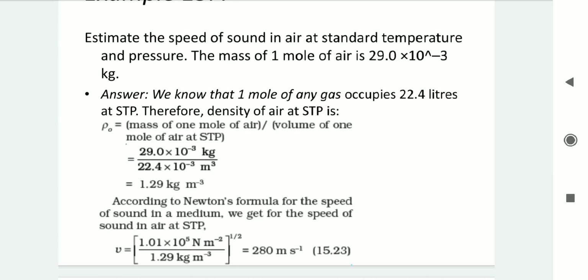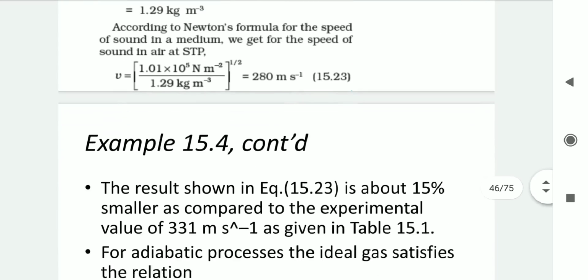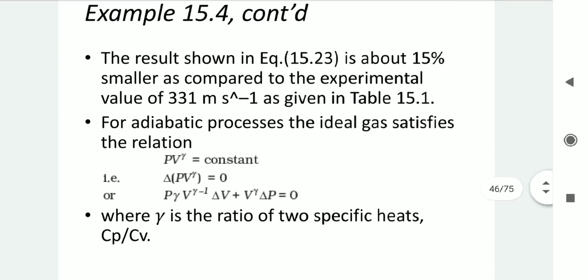Now, using the adiabatic process for an ideal gas, the equation is P V raised to gamma is a constant. So the change, delta P into V raised to gamma, equals 0. Differentiating, we get P into gamma into V raised to gamma minus 1 into delta V, plus V raised to gamma as it is times the variation delta P, equal to 0.